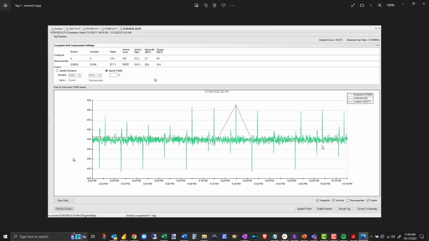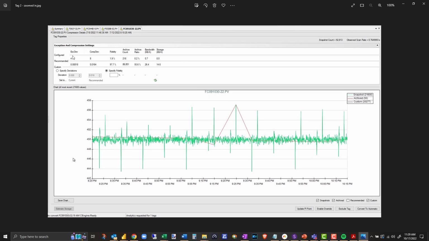A couple of things you see: the snapshot data is the green line coming in. That's the raw data coming in if you don't compress it at all. The archived data is the red line. That's what they've actually archived. They've archived 50 of the 21,600 points that have come in. Where do you see that? Right over here. So 21,600 came in, 50 were kept.